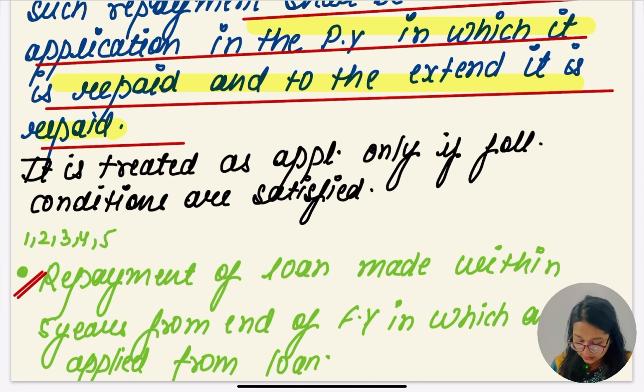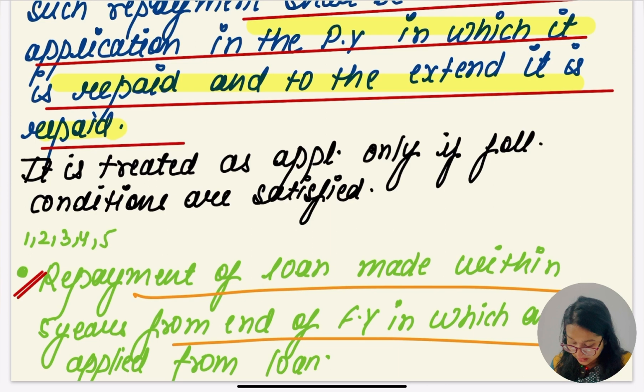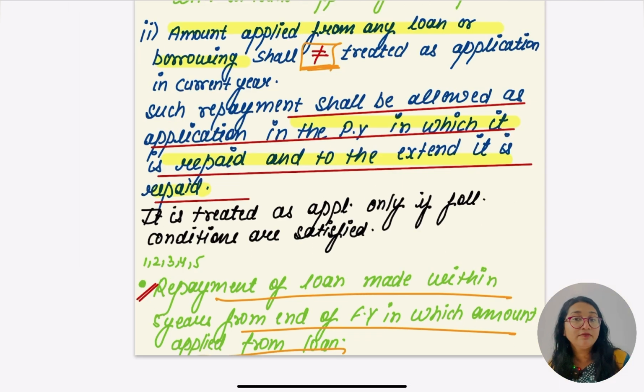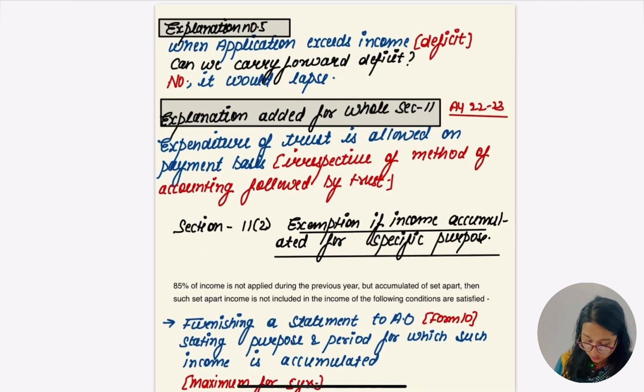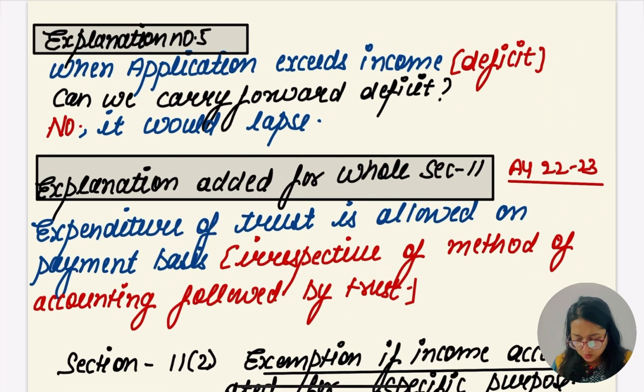Okay, and the last point says the repayment of loan made within 5 years from the end of the financial year in which the amount was applied from the loan. So within 5 years it should be repaid. This was also quite similar to the first part of the fourth point.